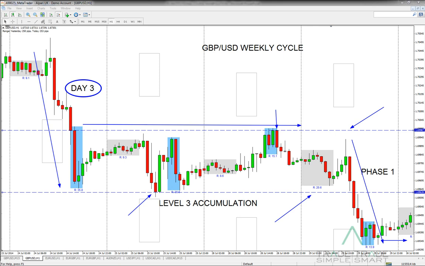So phase 1 is probably the most difficult to identify and catch, but if you remember the simple rule that you're looking for a break beyond the high or low of the level 3 accumulation zone, you want to confirm that by looking at the range of the move and asking yourself, does it meet the average daily range for the recent price behavior within the pair? And then you're going to consider this your phase 1.